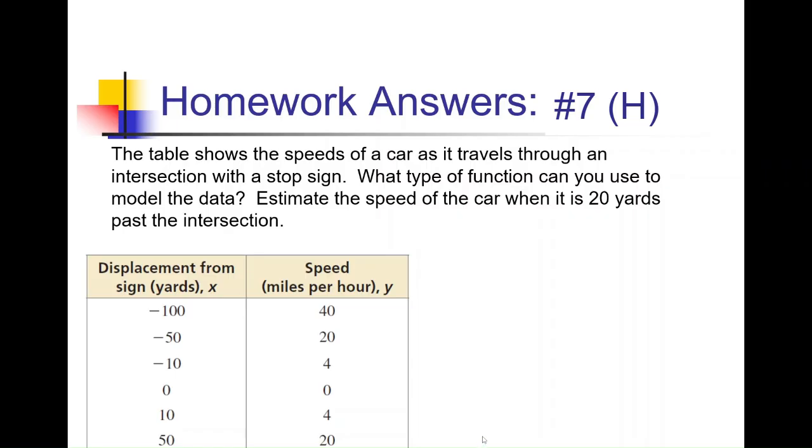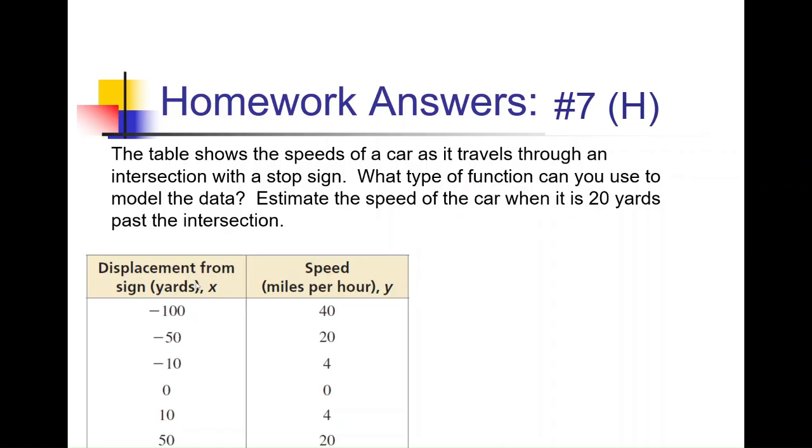So we want to estimate, first off, we want to know what type of function we can use to model this data. And at this point in our learning, we've got a choice between a constant function, a linear, and an absolute value. Those are kind of the three function families we're choosing between. And then we want to use that to estimate the speed of the car when it's 20 yards past the intersection.